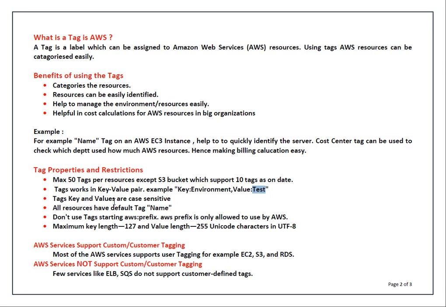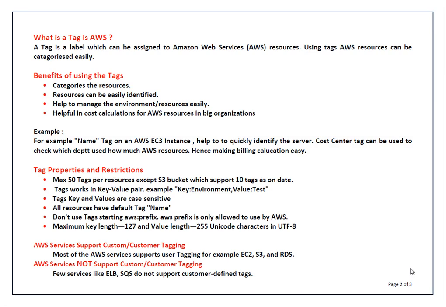Tag keys and values are case sensitive. What it means, if you got environment, in environment you got E in uppercase. So whenever you're running any query, you have to put environment in similar way, like E need to be capital. So tags are case sensitive. Okay, most of the resources have default tag which is name. Okay, next thing, don't use tags starting with AWS prefix. So prefix mean anything started with AWS is not supported, because AWS prefix is reserved for Amazon.